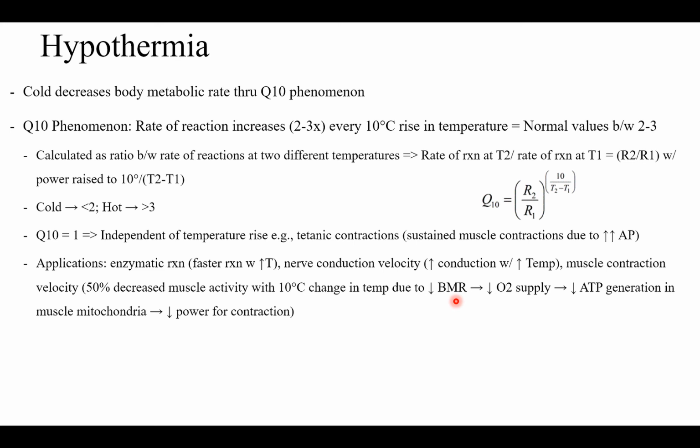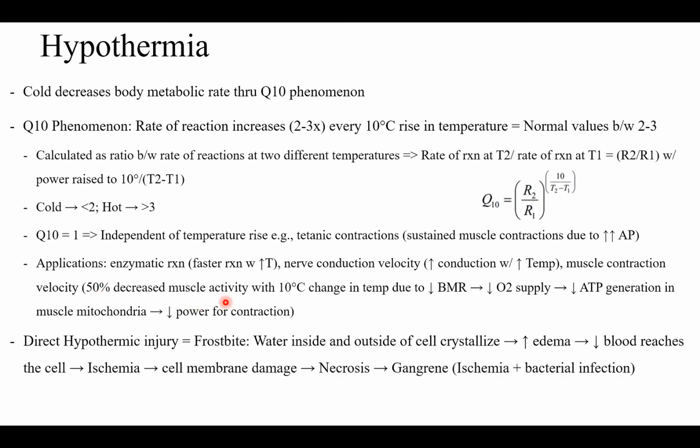So when you have decreased temperature, you have 50% decreased muscle activity, and that is due to decreased basal metabolic rate, and this is basically due to a decrease in O2 supply. When you have decreased basal metabolic rate, your body doesn't want too much oxygen, and you have decreased O2 supply, which causes a decrease in ATP generation in muscle mitochondria, and that decreases the power of contraction. And this is how you have 50% decreased muscle activity.